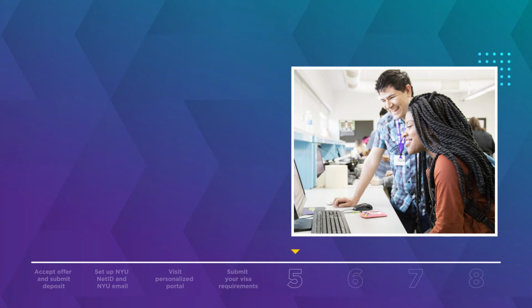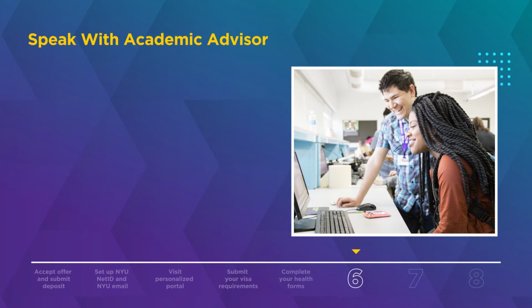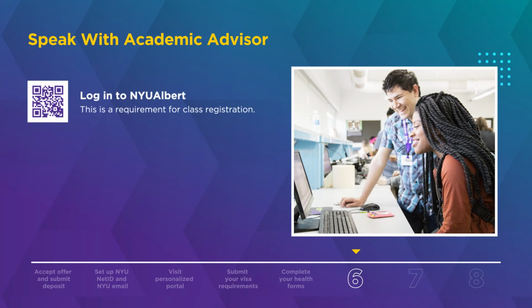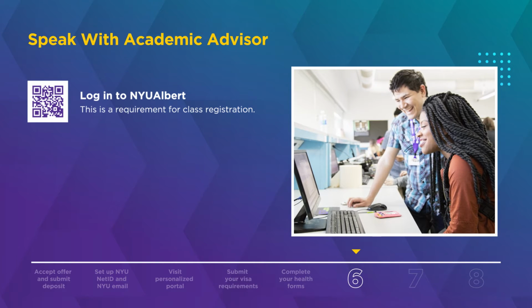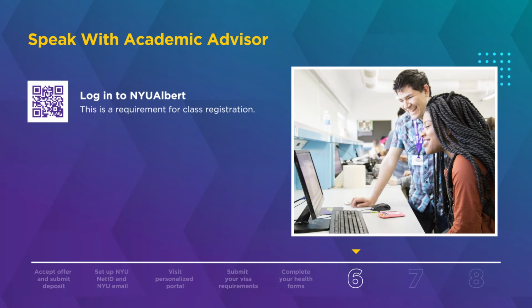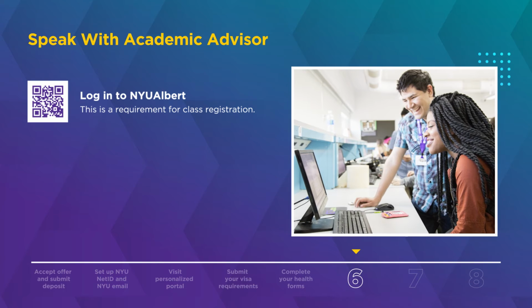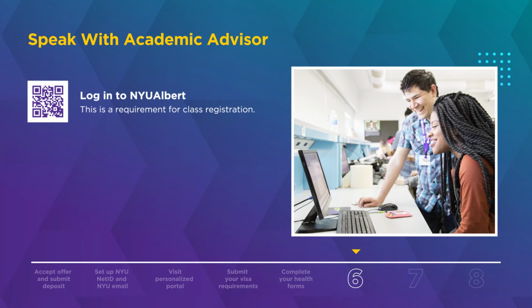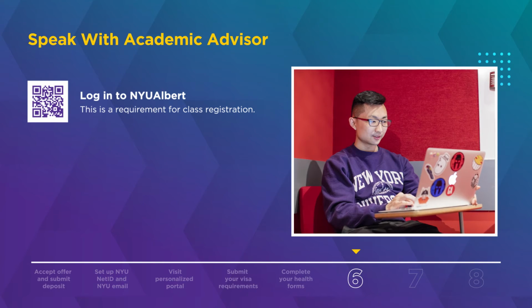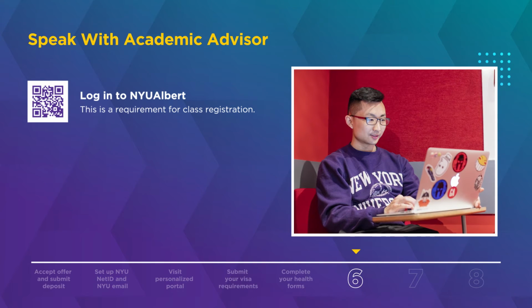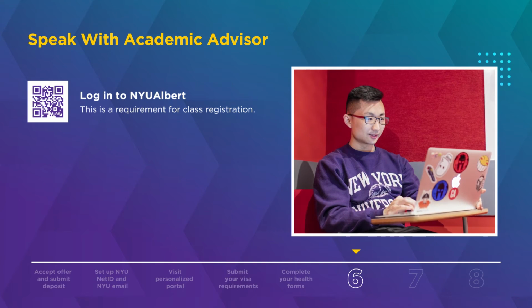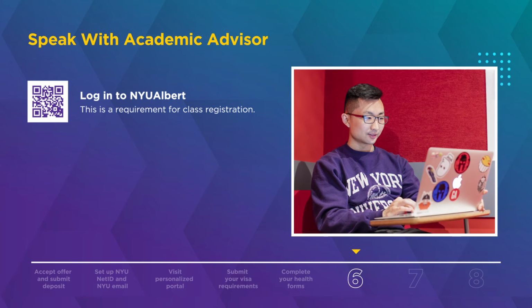Next on your list of steps is to schedule an appointment to speak with your academic advisor. An advising appointment is required prior to class registration. Your academic advisor will lift the advisor hold to allow registration once you have completed your meeting. Find contact information for your academic advisor by logging into NYU Albert. Be sure to come prepared for your meeting with any questions you have pertaining to your program curriculum or classes.